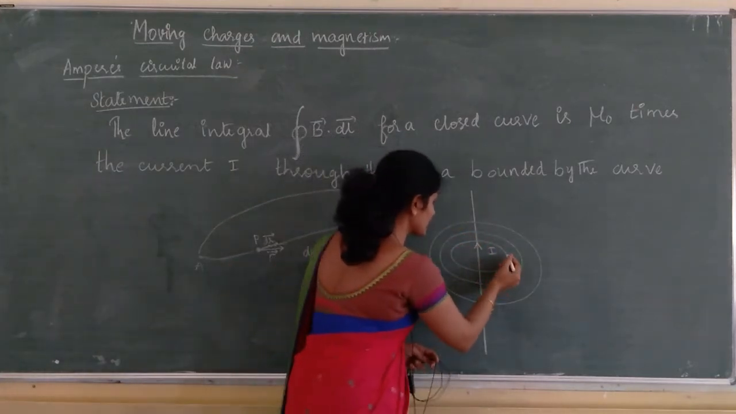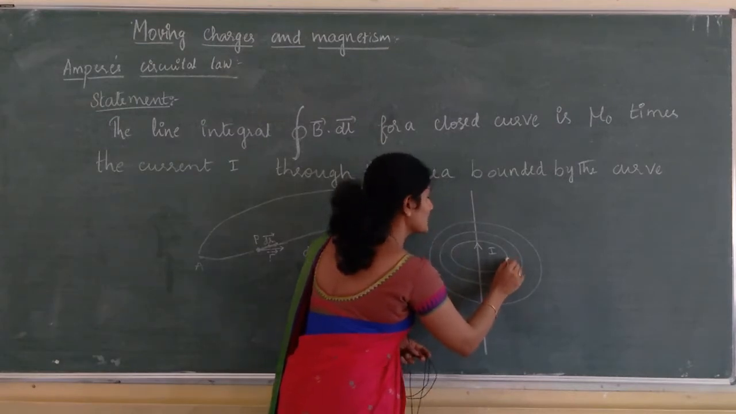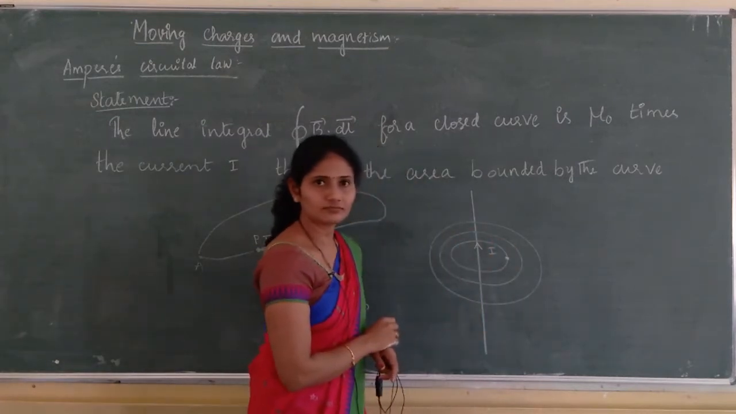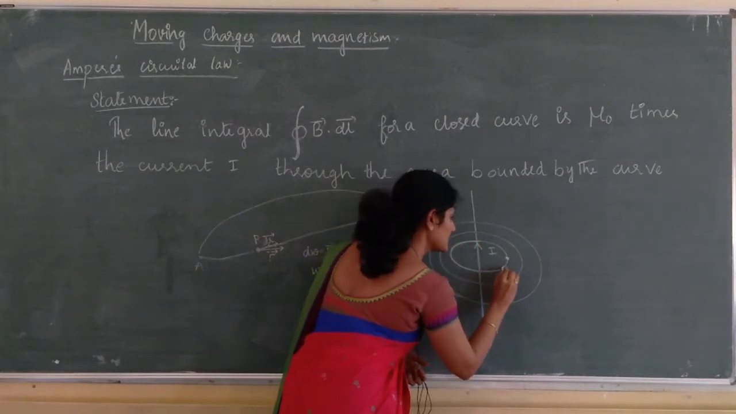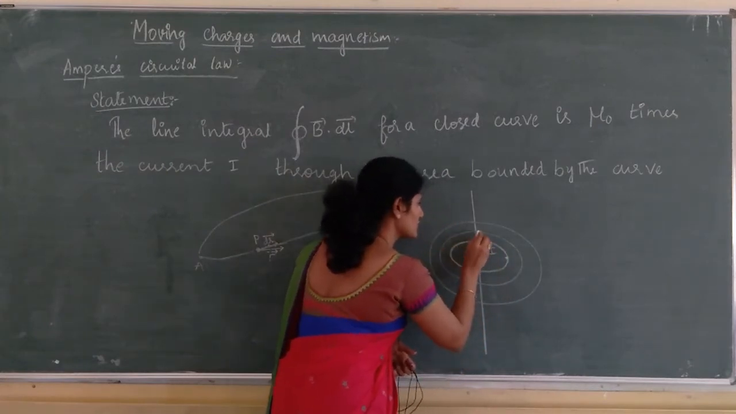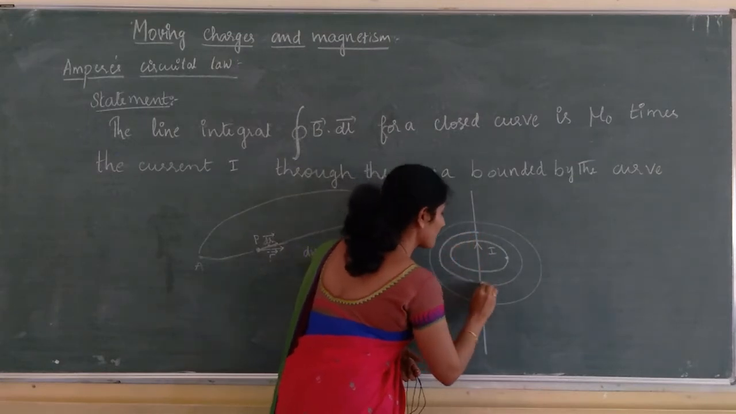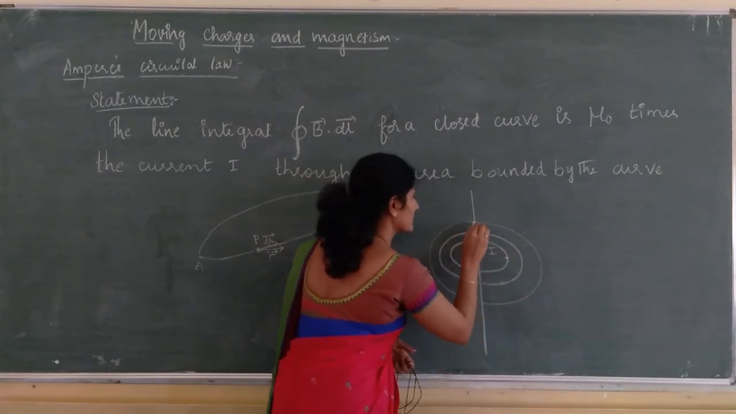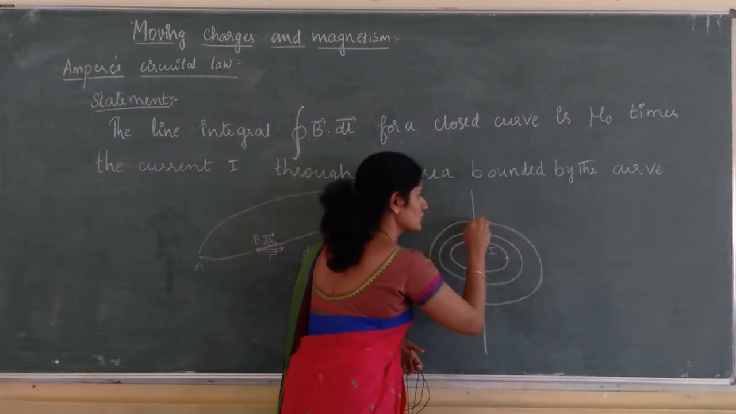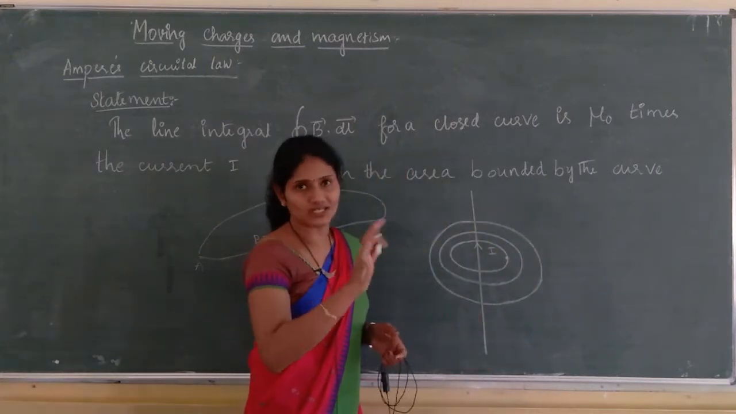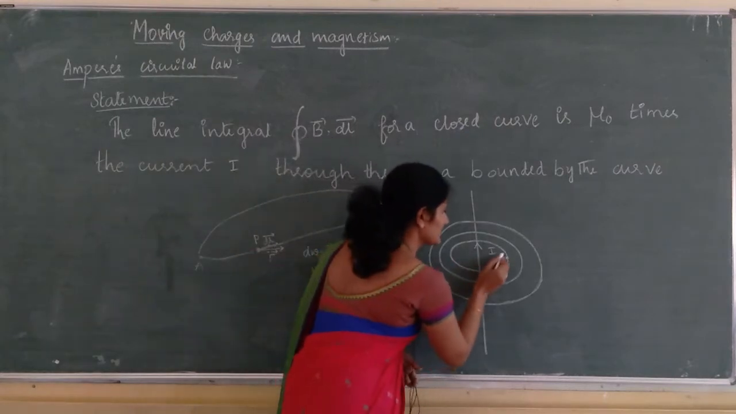Now let us see what the magnetic field is at this point. This is a closed curve. Let us consider this curve. This is also closed. This curve is also closed. So, this is nothing but a closed curve. I will consider this curve.